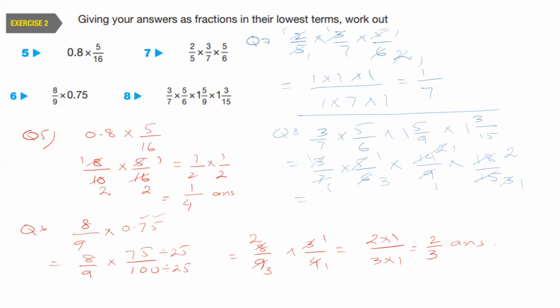So we have 1, 1, 1 and this 2 in the numerator. So we rewrite them: 1 times 1 times 1 times 2 over 1 times 3 times 1 times 1. So we are not missing any number. Up here 2 times all ones we get only 2 and 3 times all ones we get 3. So this is the answer for question number 8.